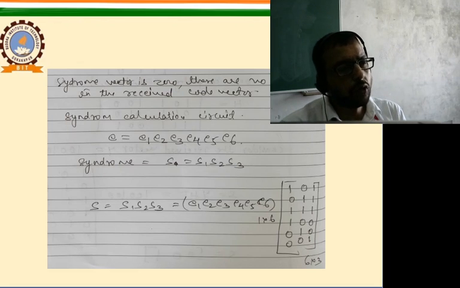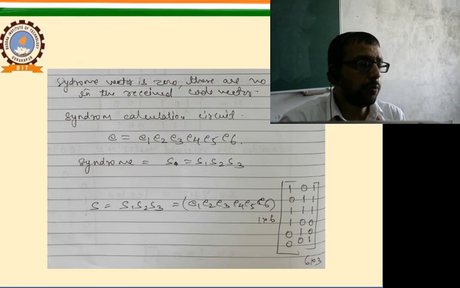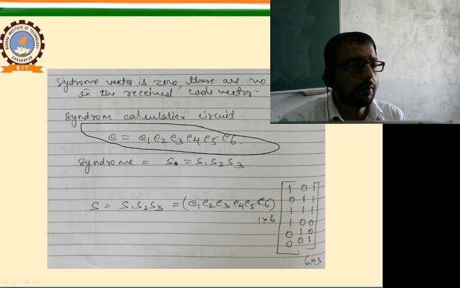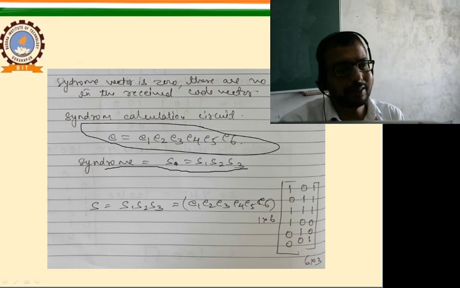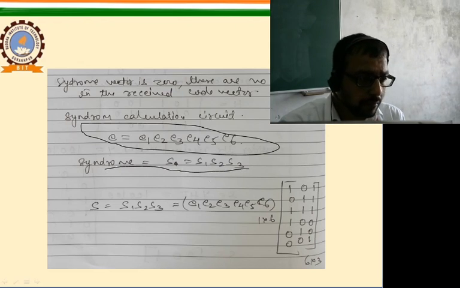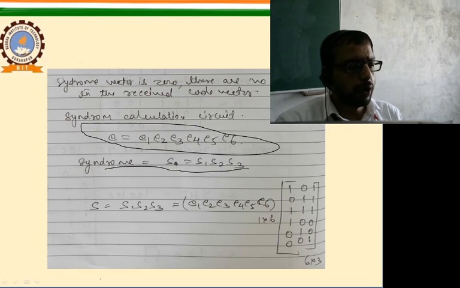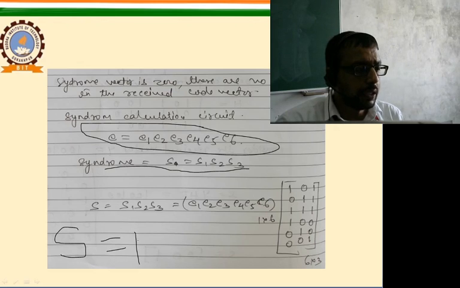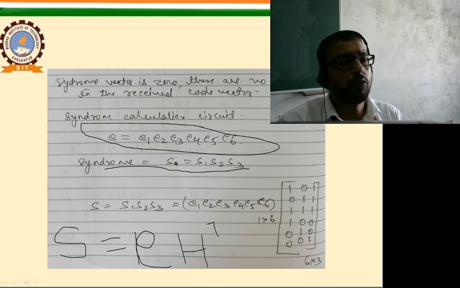Okay, now syndrome calculation circuit. First of all we have to assume the error vector, as already discussed, of 6 bits, that is e1 e2 e3 e4 e5 e6, and the syndrome of 3 bits, that is the check bits s1 s2 and s3. Okay, one more formula for getting the syndrome, that is S is equal to e into H transpose. This is one more formula to calculate the syndrome if the error patterns are already given.